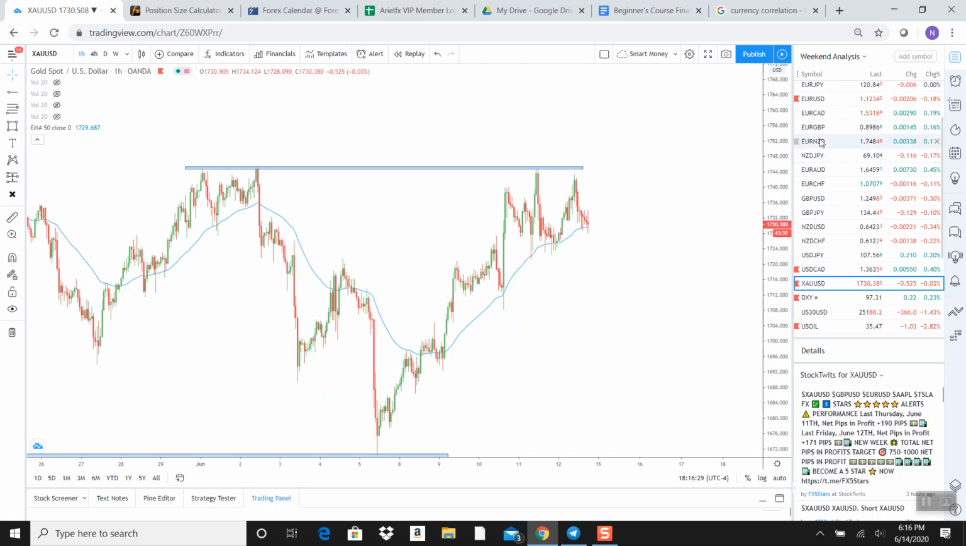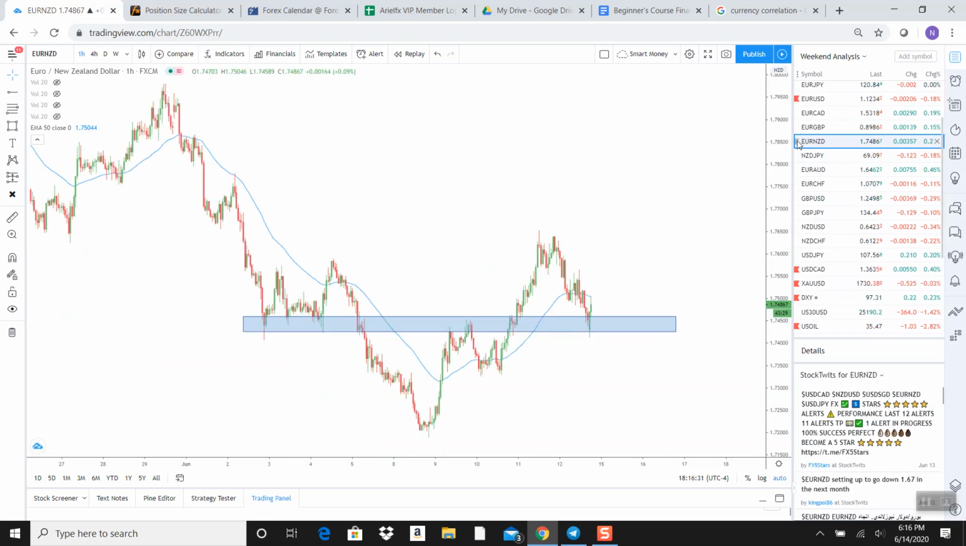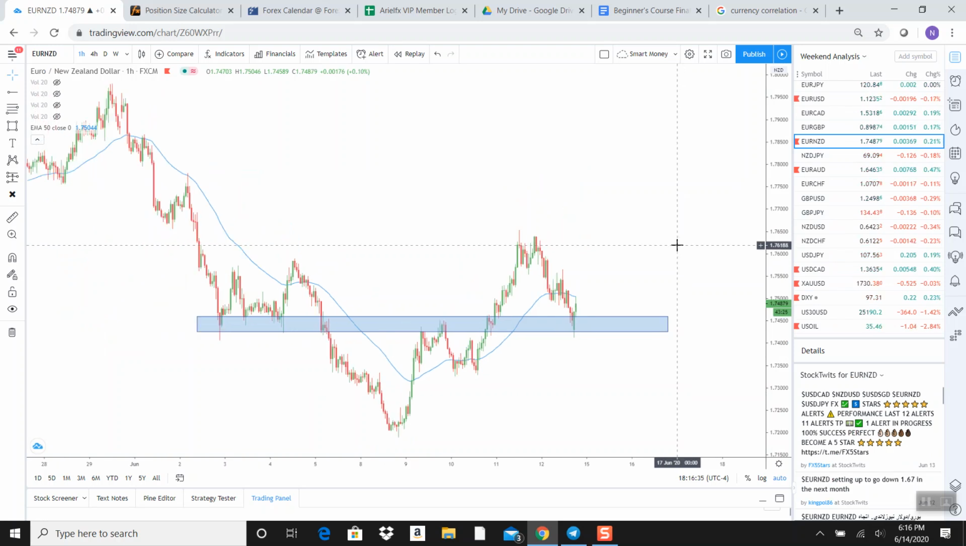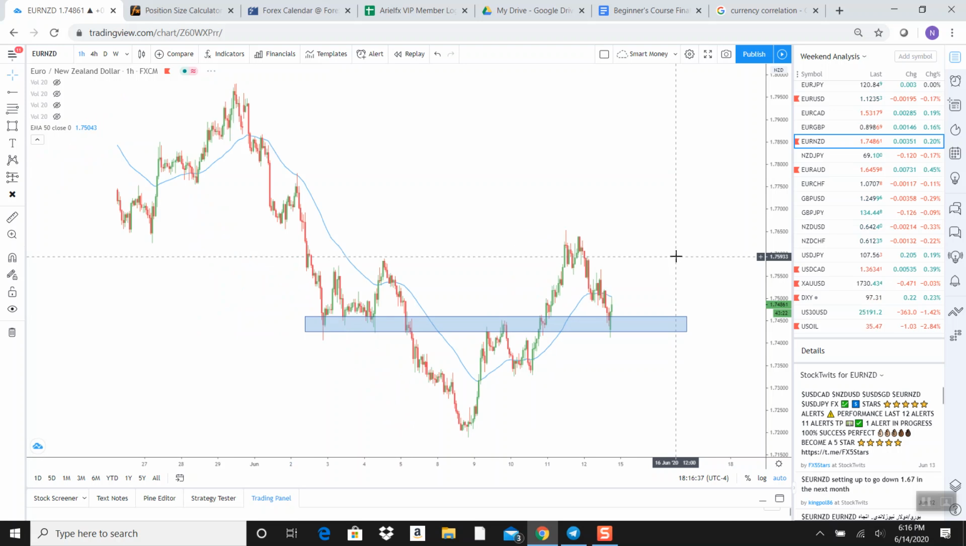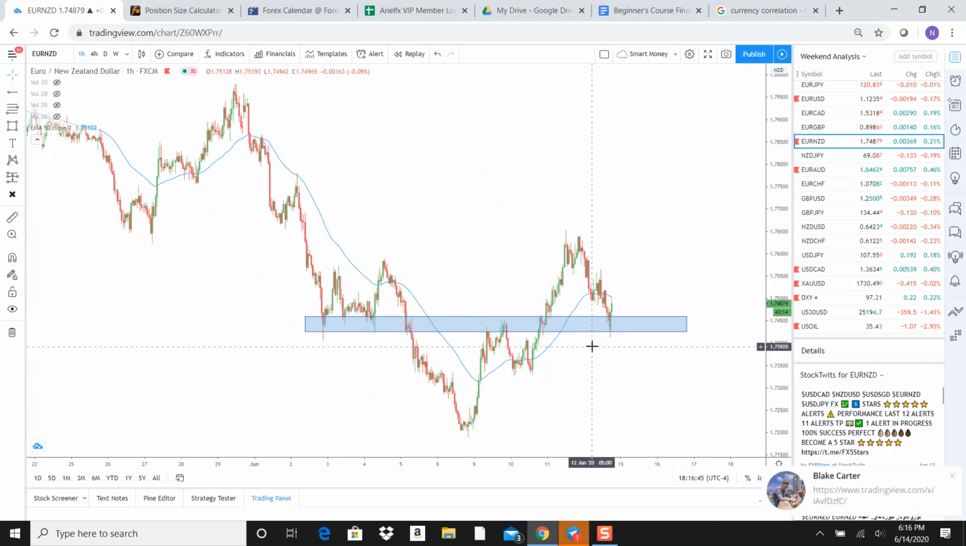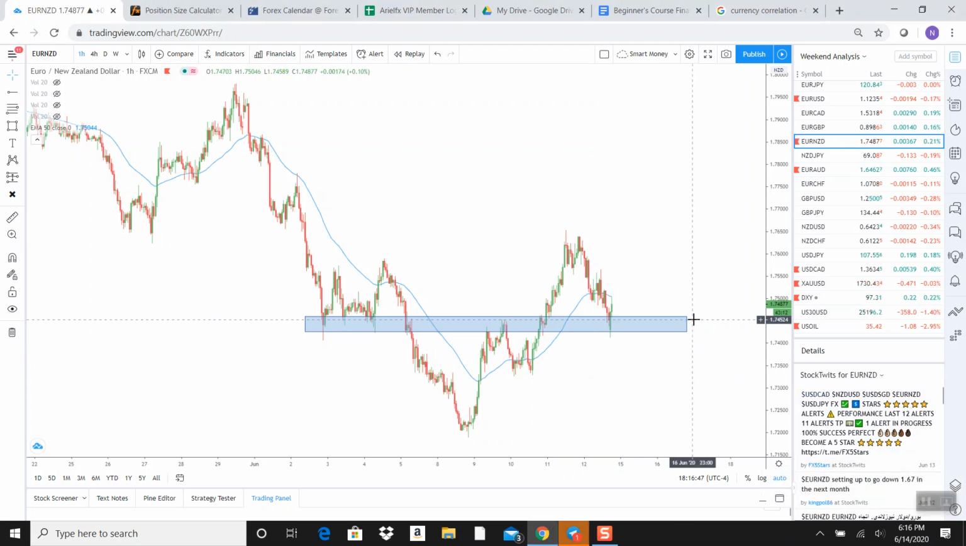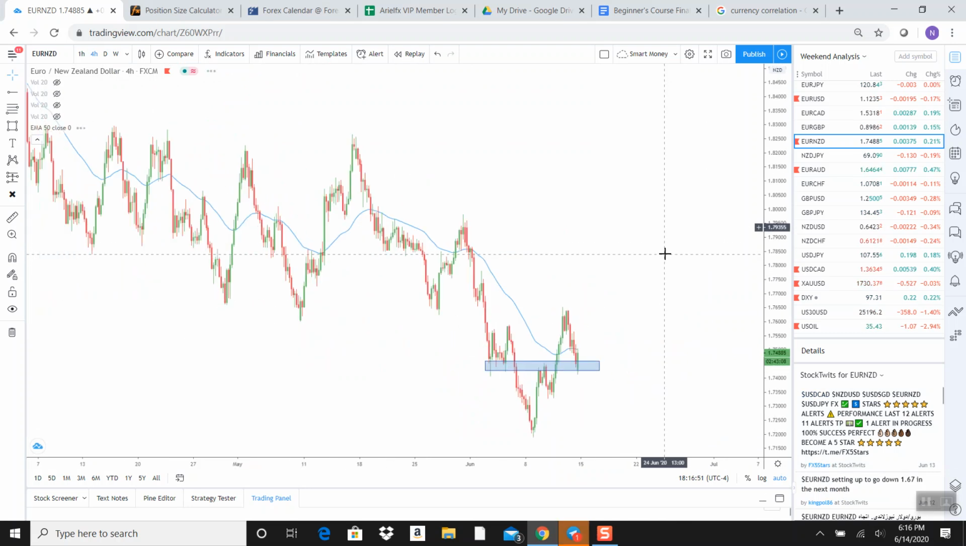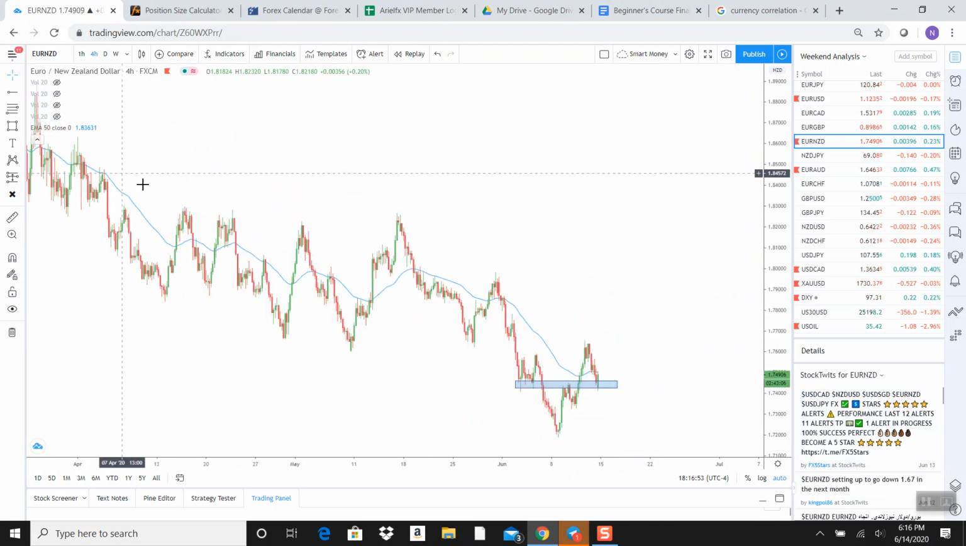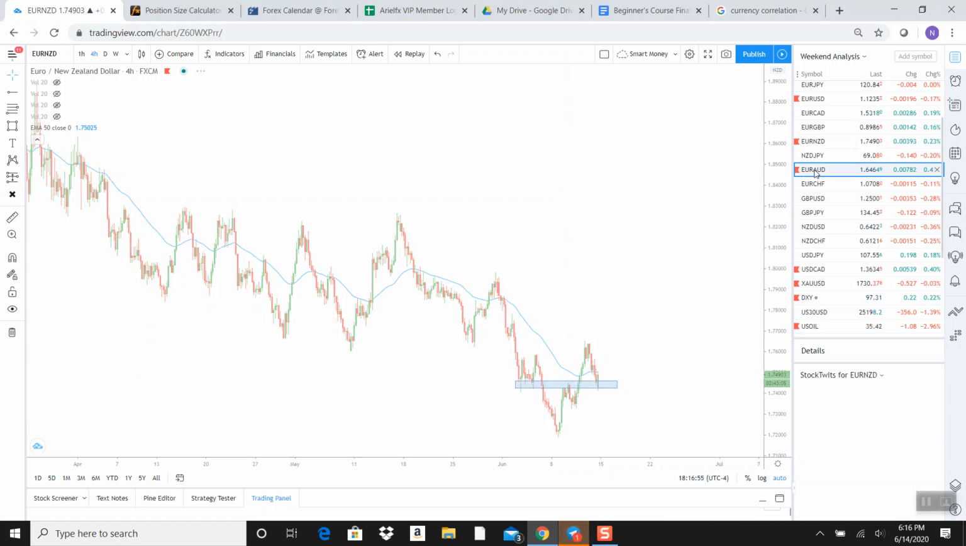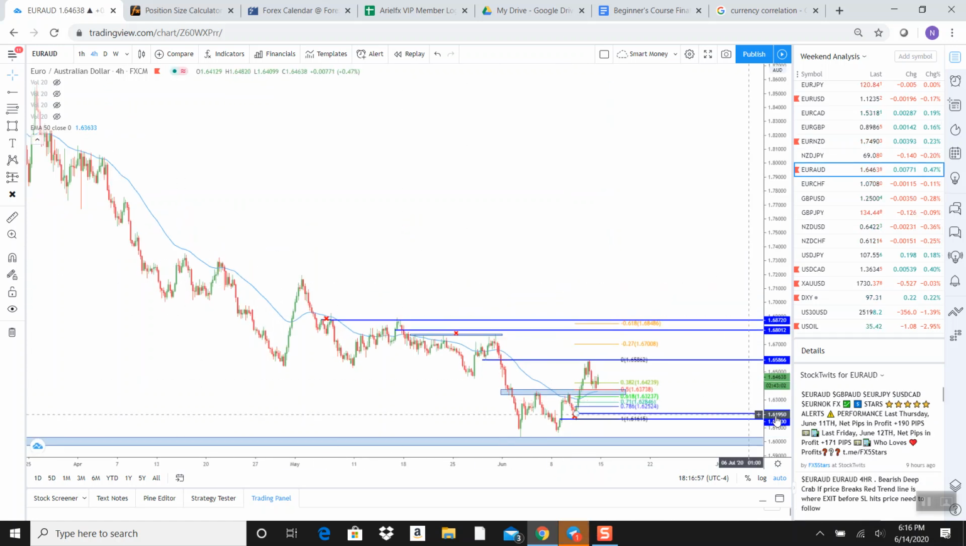Let me go to Euro NZD, Euro AUD, Euro NZD. Now, for me, I'm looking at potential long opportunities, but it could also short off because of imbalance fills that we have already come into, which we'll discuss in the advanced course. You can see that on the 4-hour we're in a massive bearish run, just like on Euro AUD, massive bearish run.